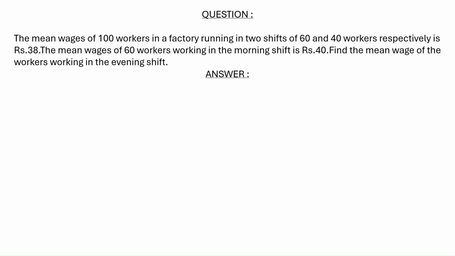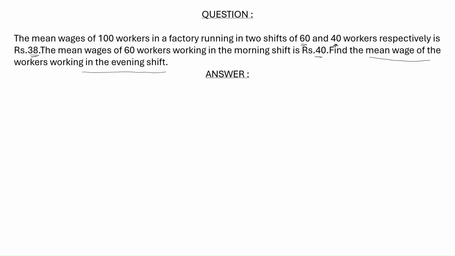Question which comes under central tendency. First, read the question. The mean wages of 100 workers in a factory running in two shifts, one is morning shift and one is evening shift, is 38, and the number of workers is 60 and 40 respectively. The mean wages of 60 workers working in the morning shift is 40, and we need to find out the mean wages of the workers working in the evening shift.